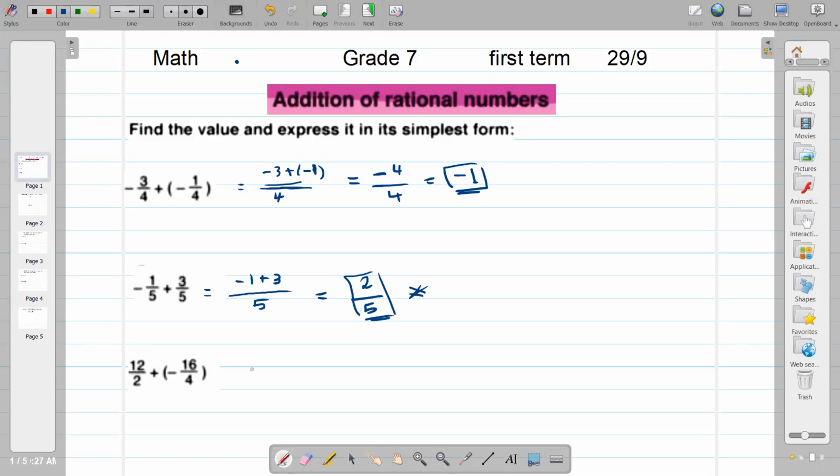Okay. Here, the denominator is different, 2 and 4. So we cannot add these numbers like this. We have to make a common denominator. So we can multiply cross, as we say. You can multiply 2 and 4, and then cross.